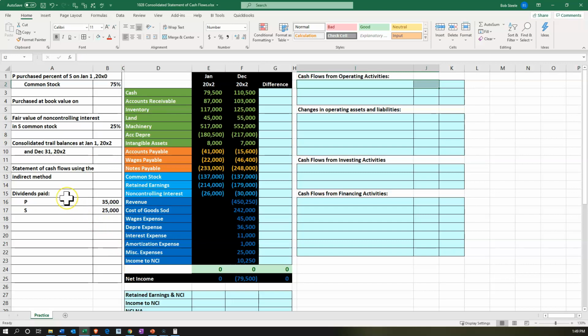We will be making the cash flow statement using the indirect method. The dividends paid for the current year are going to be the parent's dividends, $35,000, and the subsidiary's dividends, $25,000. So our worksheet is going to be on the right. Much of this is going to be similar to a statement of cash flows type of process. We're focusing in on the areas that will be different.